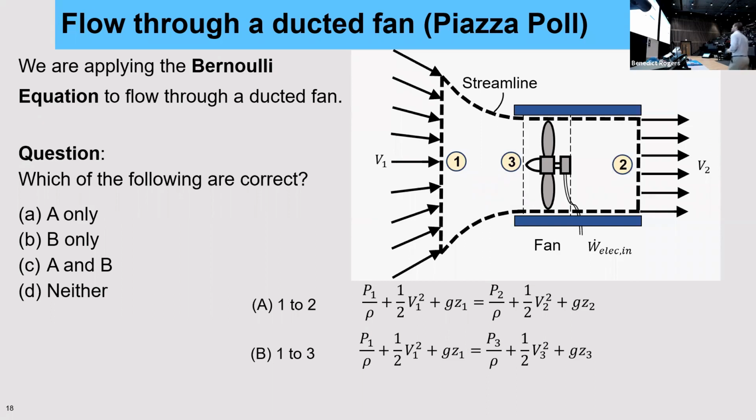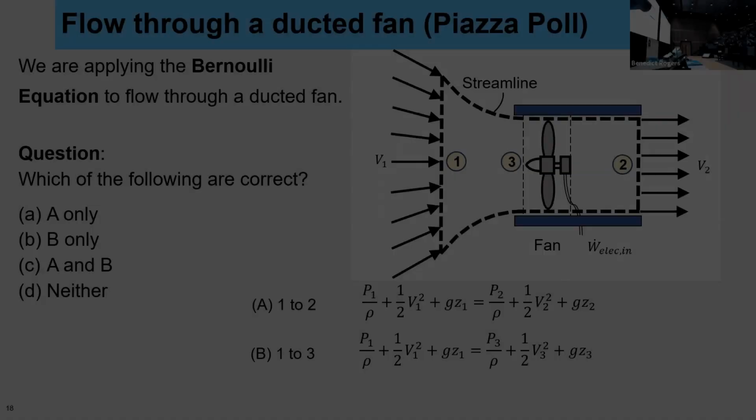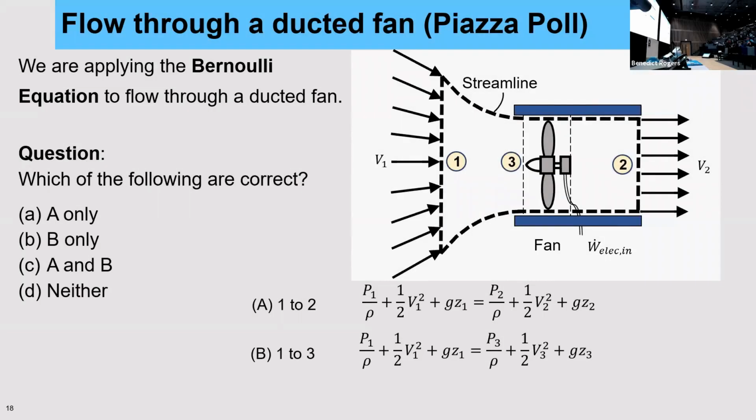So this is the Piazza poll, which you should be able to view now. Is it A? Is it B? Is it A and B? Is it neither?